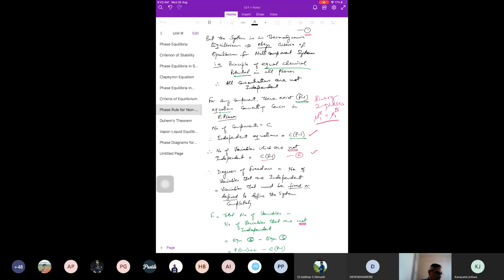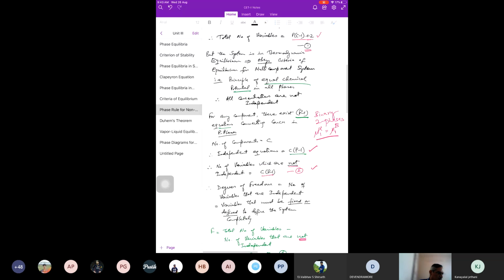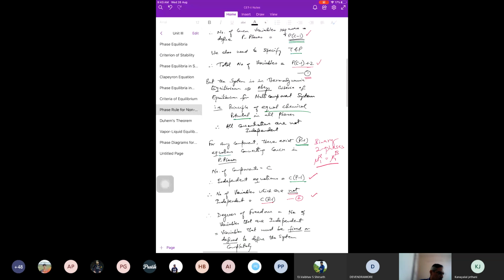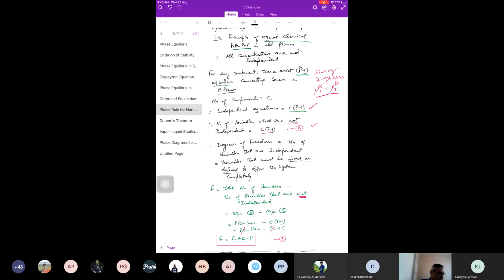So we can say equation 1 minus equation 2. 2 minus 3 नहीं होगा. It is 1 minus 2. ठीक है. सो जितना वेरिएबल्स हमको डिफाइन करना चाहिए और जितना कंस्टेंट्स है वो माइनस करना पड़ेगा हमारे को.